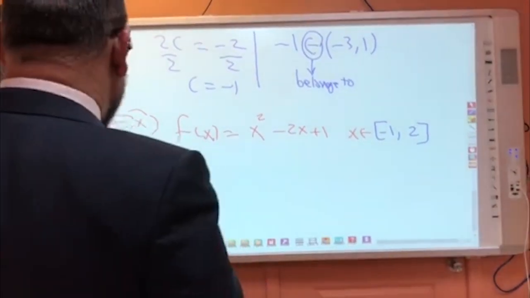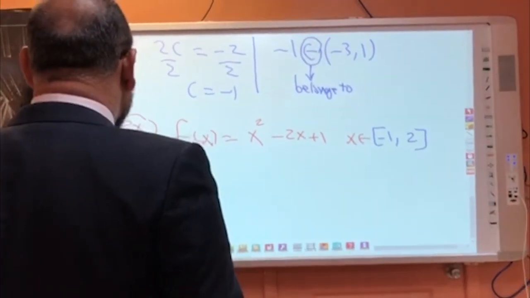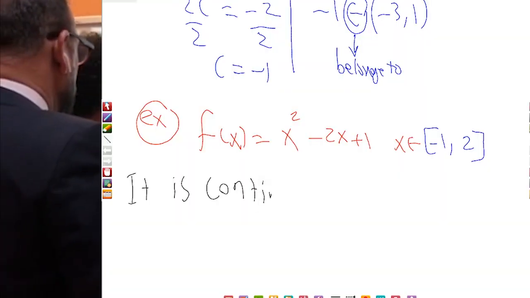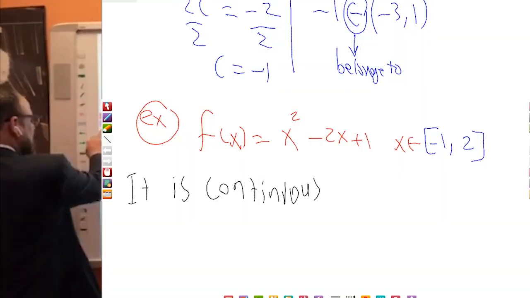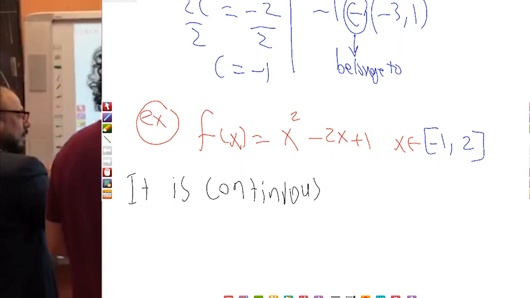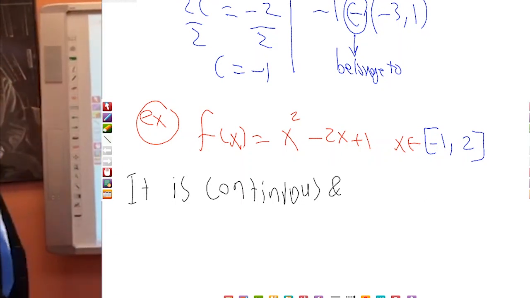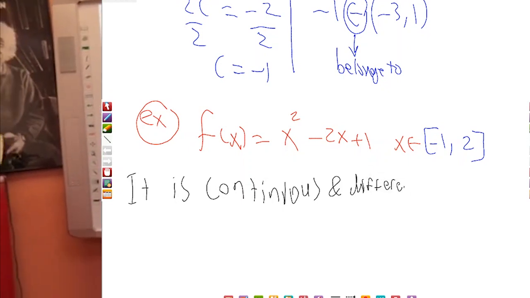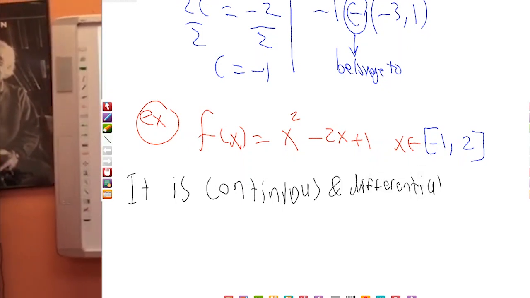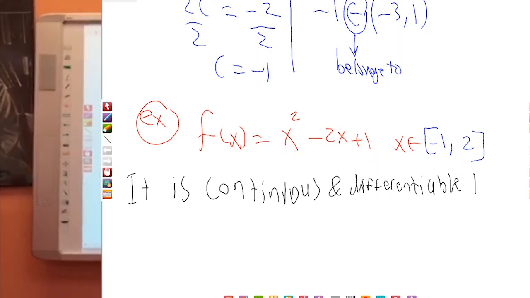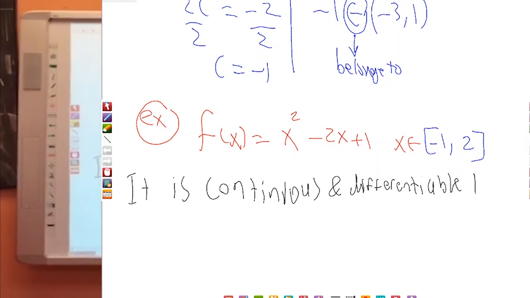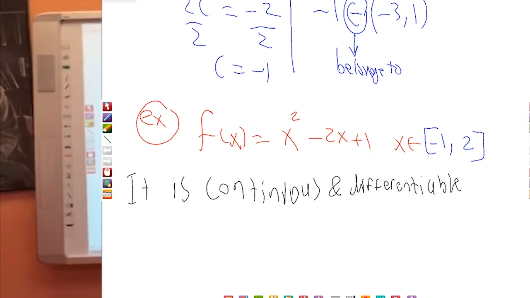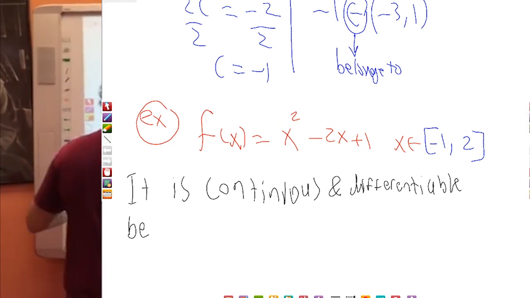And it's differentiable. Then you have to write it. You will not get the point unless you write the reason. Can I help you a little bit? But it's continuous and differentiable. You have to write the reason.